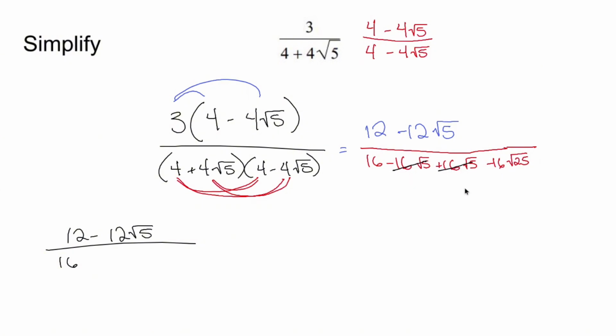And if you're like, but you still have a square root here. Negative 16 times the square root of 25, and the square root of 25 is 5. That's right. So you are left with 12 minus 12 root 5 over 16 minus 80, which is 12 minus 12 root 5 over negative 64?